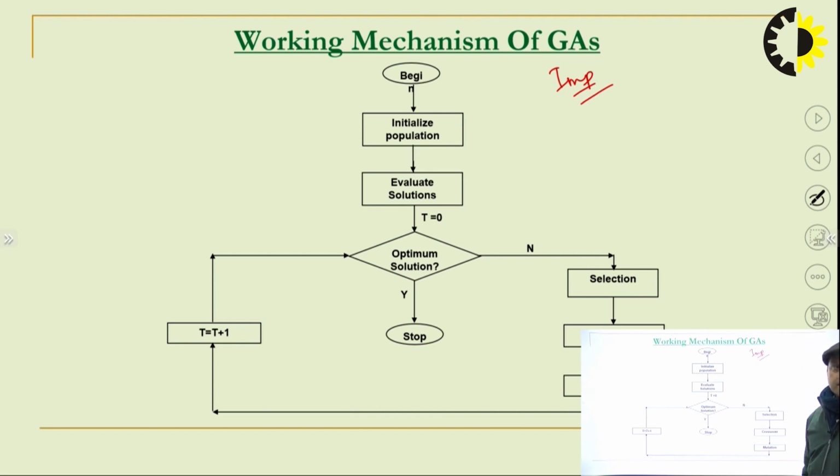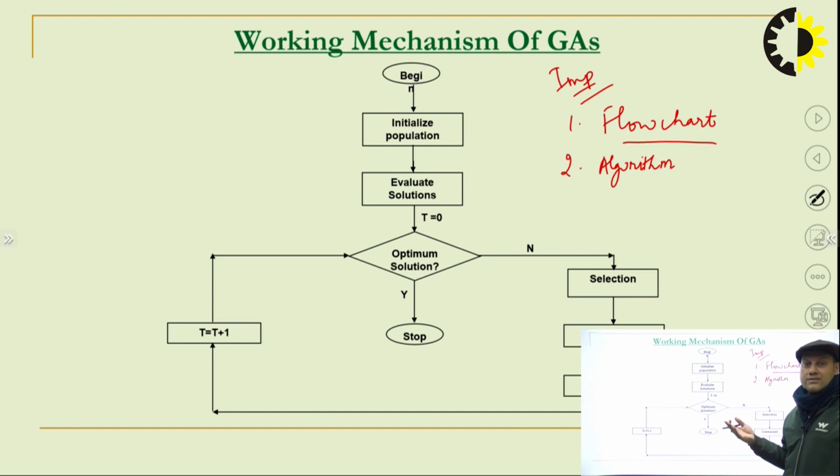This working mechanism can be represented using a flowchart, or we can also represent it as an algorithm. There are several ways of representing a technique. An algorithm is a step-by-step representation, while a flowchart is a graphical representation. This is the only difference. So this is the flowchart. Let us start.